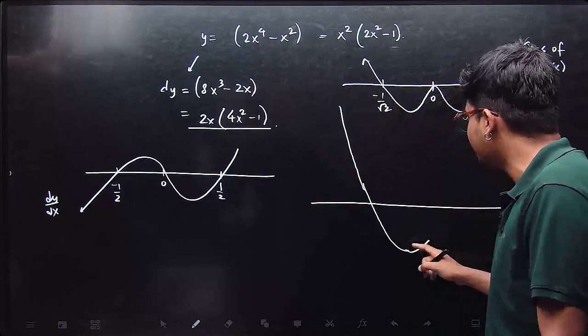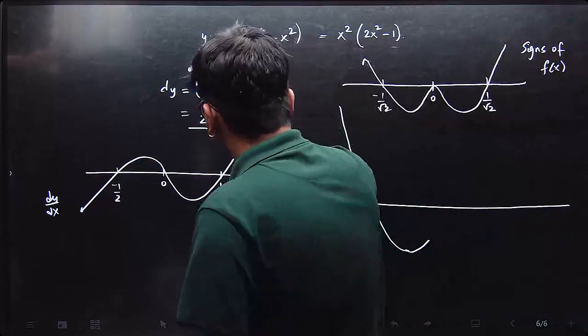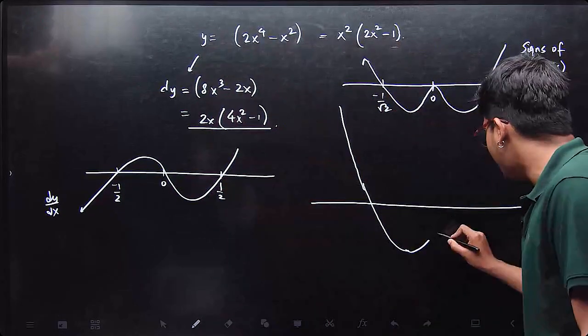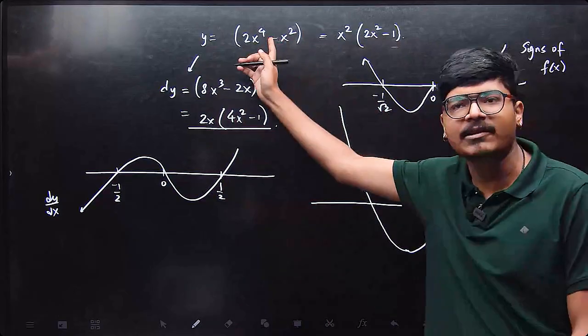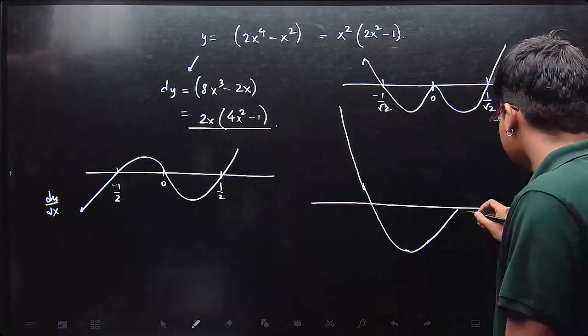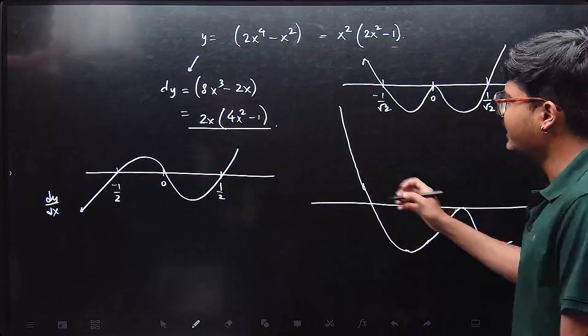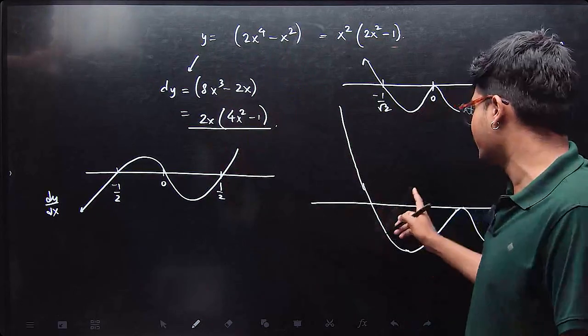Then it starts increasing, right? Again, at 0, it becomes equal to 0. So till 0, it will increase. And the value of this function at x equal to 0 is 0. So after 0, it again decreases. And see, at minus half is a point of minima.